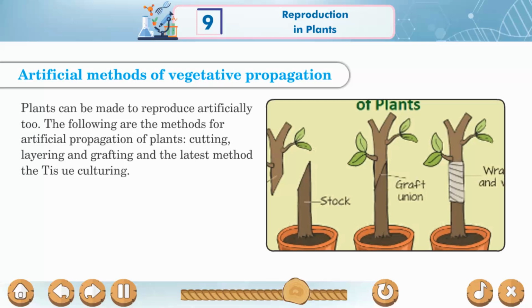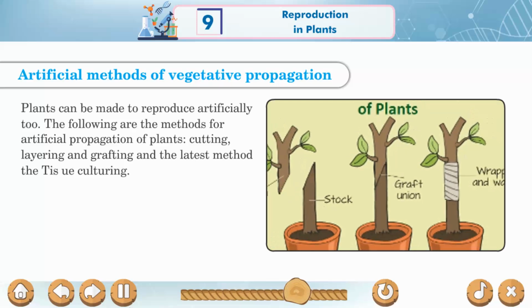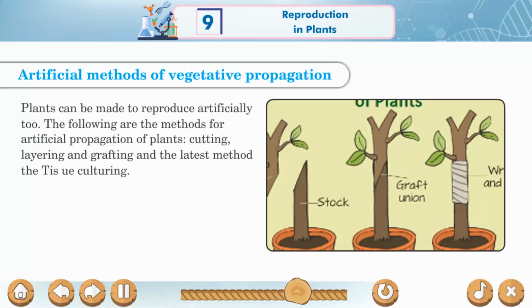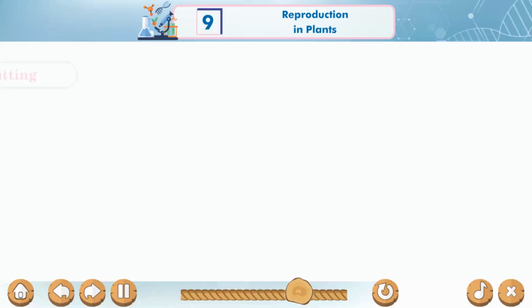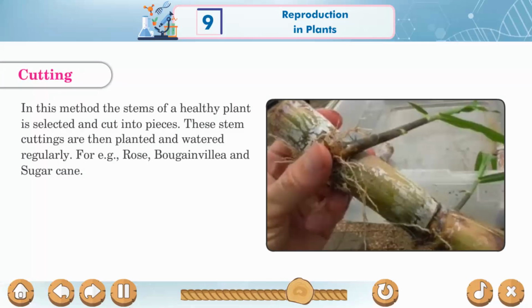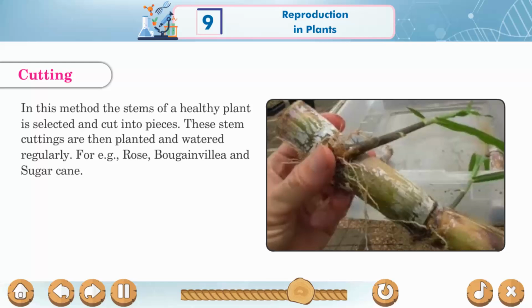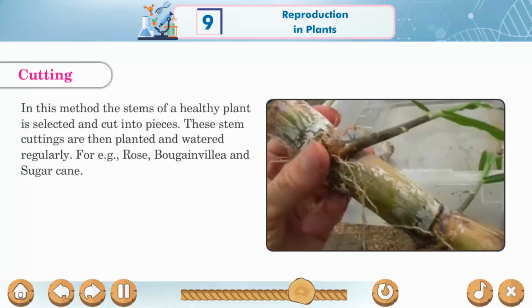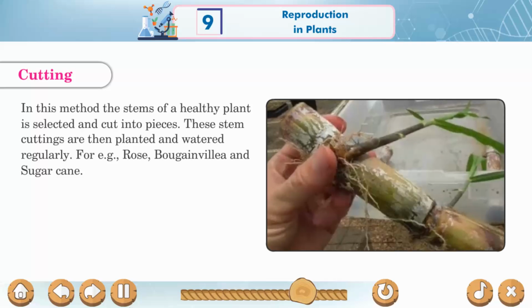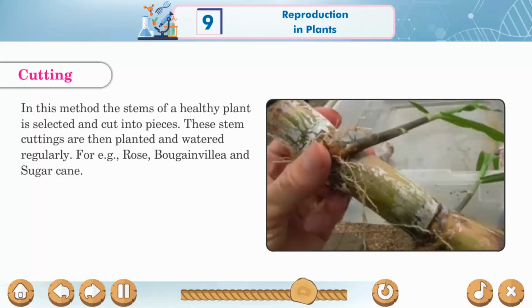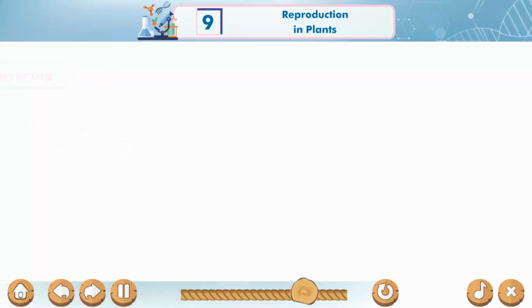The following are the methods for artificial propagation of plants: cutting, layering and grafting, and the latest method is tissue culturing. Cutting. In this method, the stem of a healthy plant is selected and cut into pieces. These stem cuttings are then planted and watered regularly. For example, rose, bougainvillea and sugarcane.